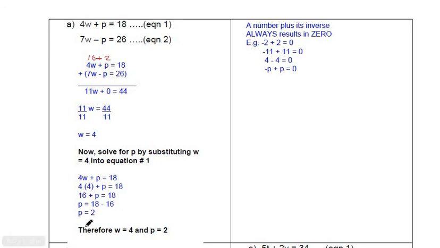Let's double check the second one. W is still 4, so 7 times 4 gives us what? 7 times 4 is 28, so we have 28 here. And P is still 2. 28 minus 2, does that give us 26? Yes, it does. So now we've proven that the answer that we got is true.